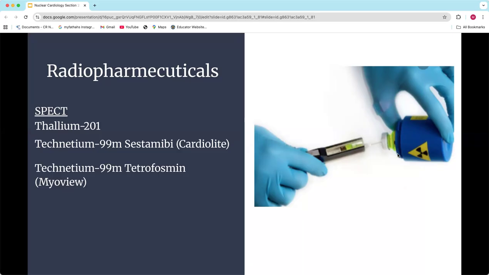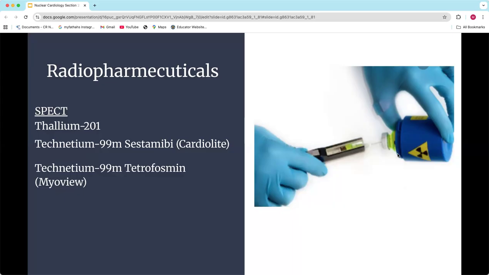Okay. So the three that I'm going to cover, and there are lots of radiopharmaceuticals out there, are probably the three you're likely to interact with. I'm going to cover thallium. I'm going to cover two tech products. One is Sestamibi, which the brand name is Cardiolite when we talk about using it for hearts. And then the other one is tetrofosmin, and its brand name is MyoView.